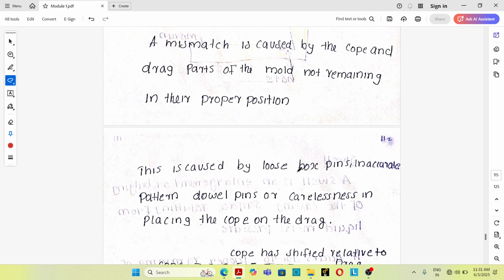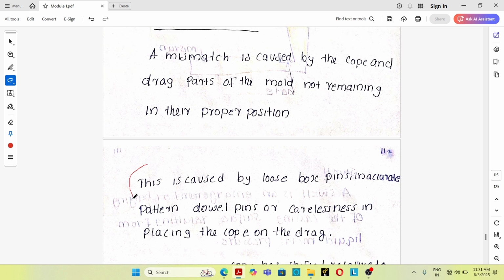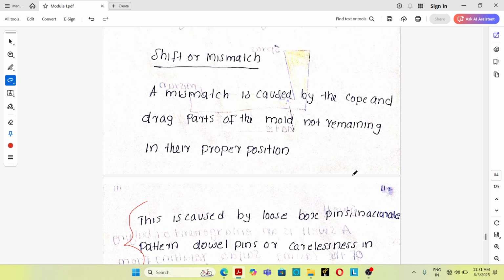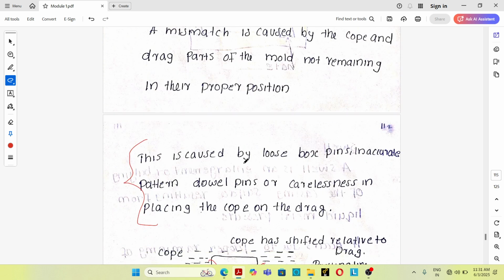This is caused by a loose box pin, inaccurate pattern development, or carelessness in placing the cope and drag. So this is the reason for the shift or mismatch defect. A mismatch is caused by the cope and drag parts of the mold not remaining in their proper position, by a loose box pin, inaccurate pattern development, or carelessness in placing the cope and drag.